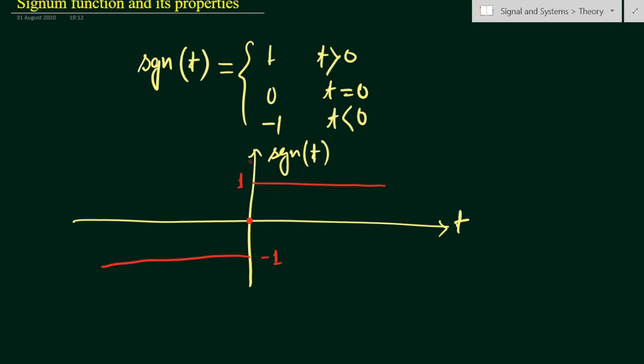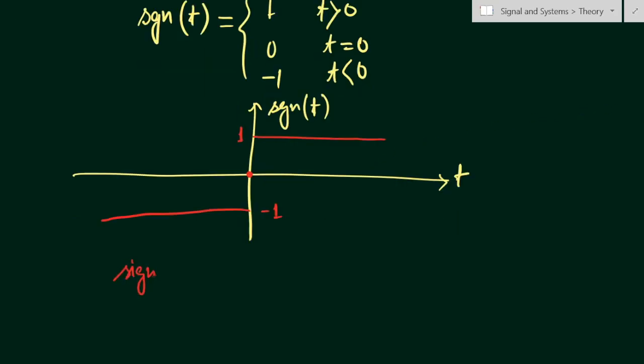So for a signum function, we can see that it is discontinuous at t equal to 0. So here we can write signum function is discontinuous at t equal to 0. Here we can see that at t equal to 0 we have 0 value, and it is not connected. This 1 and this minus 1 value are not connected. So this is the signum function.